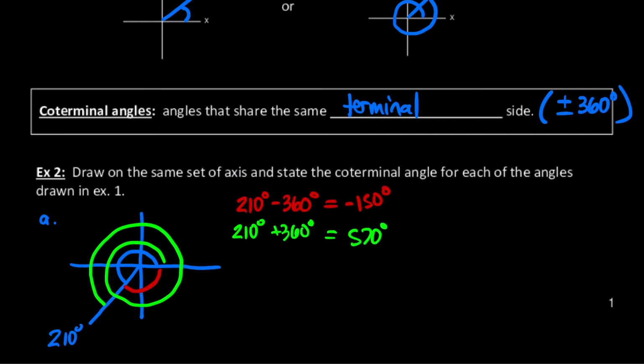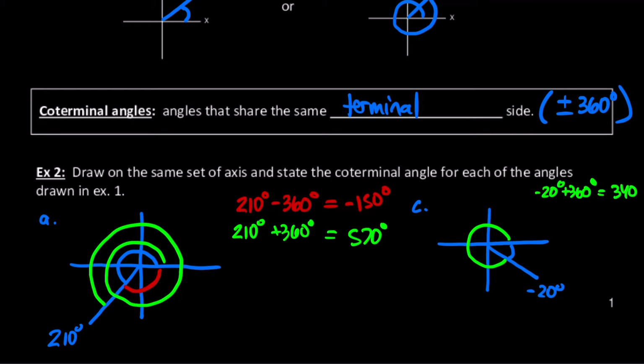Okay, let's see if I can do one more. Let's pick C. I'll try to do this one a little bit smaller. C was negative 20. So there's negative 20 degrees, and I went that direction. Well, what could you do? I could add 360, so I could go around this way. That would be negative 20 degrees plus 360. So obviously that's 340 degrees. That green angle is 340 degrees.